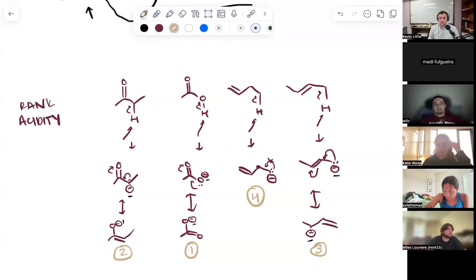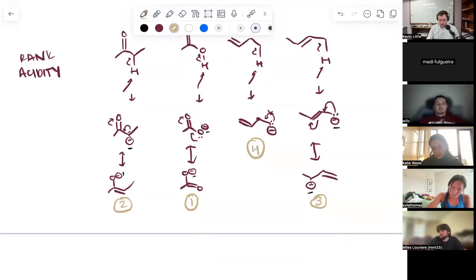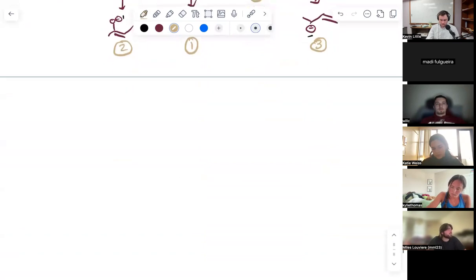So this is about as hard as it could be. You've got to draw multiple resonance structures. You've got to think about the electronegativity of where the charge is. It's usually a little bit more straightforward than this. Okay, that makes sense. Thank you. You can do the same thing with basicity.